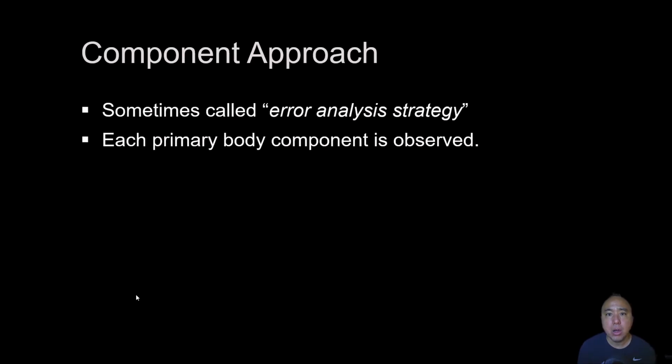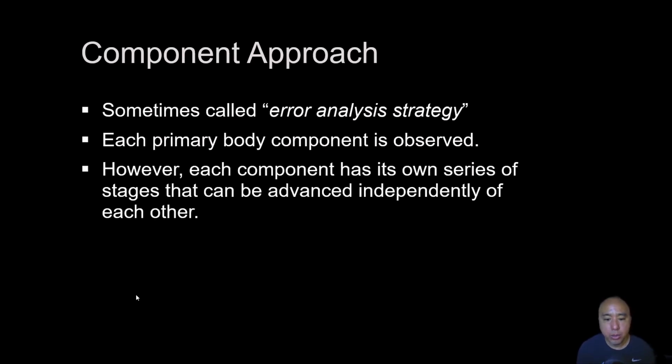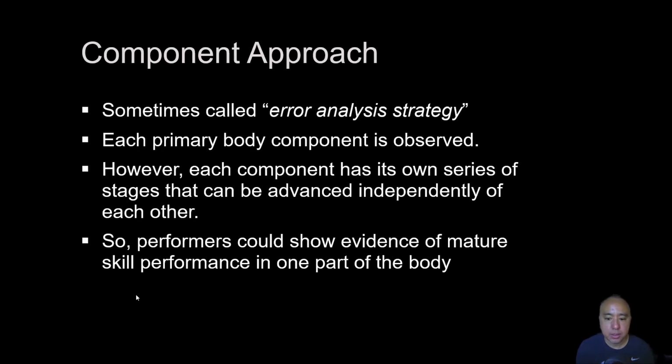In terms of a component approach, now we're focusing mainly on a specific body part. Although we are advancing through the various phases or stages of the movement itself, what we're doing with a component approach is we're focusing on the feet, the trunk, the pelvis, the shoulder, and specifically focusing on that in order to correct any deficiency in the movement itself. So performers could show evidence of what's called mature skill performance in one particular body part.